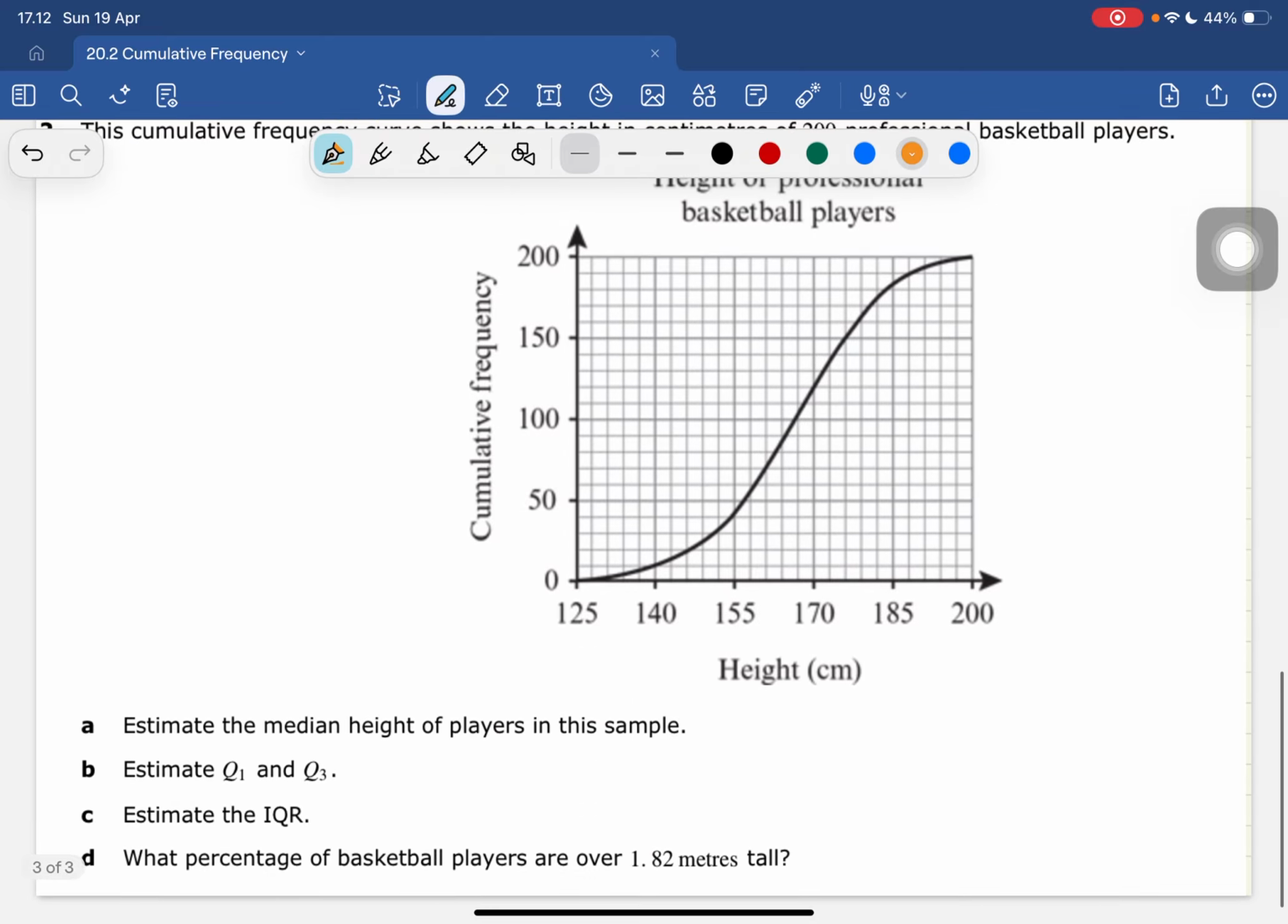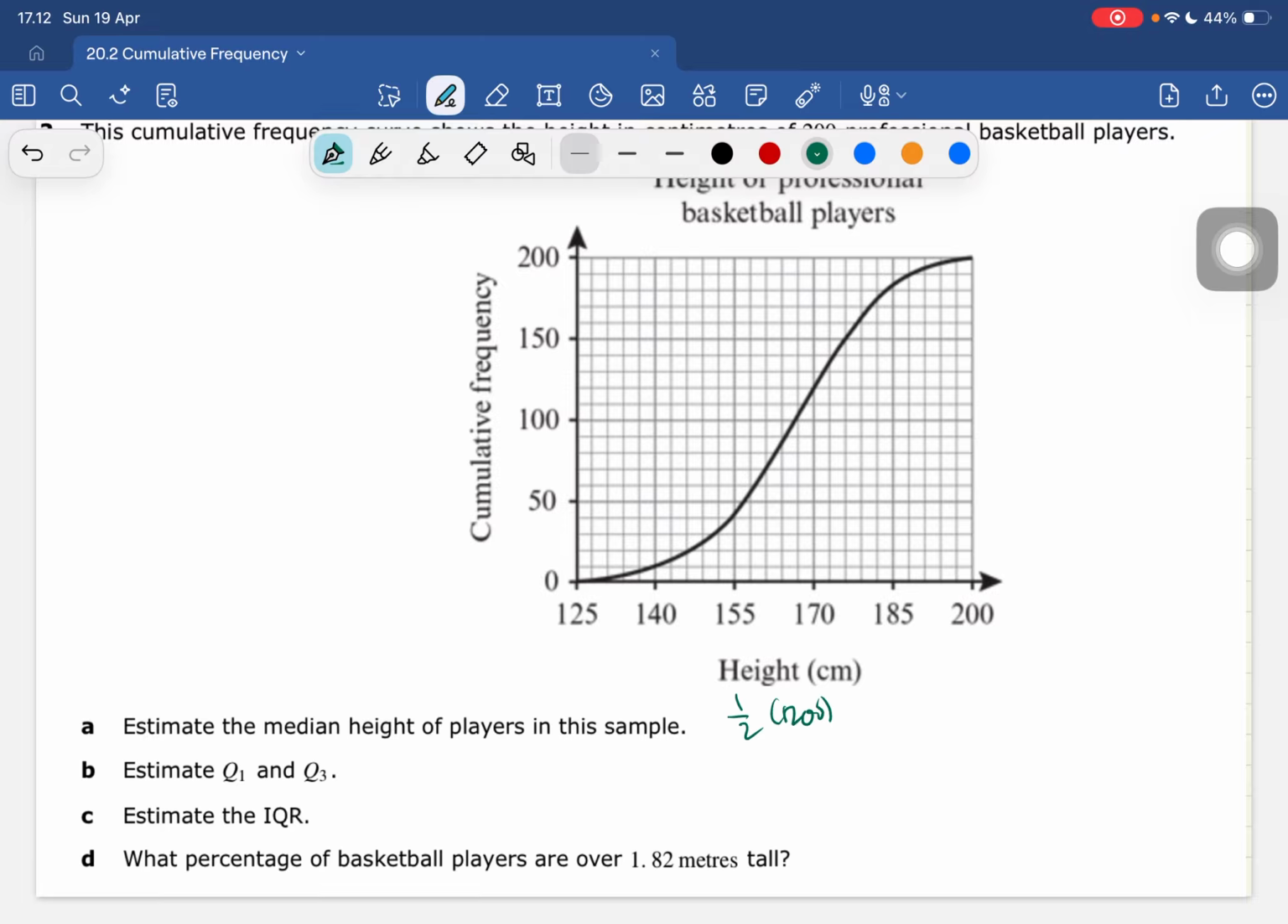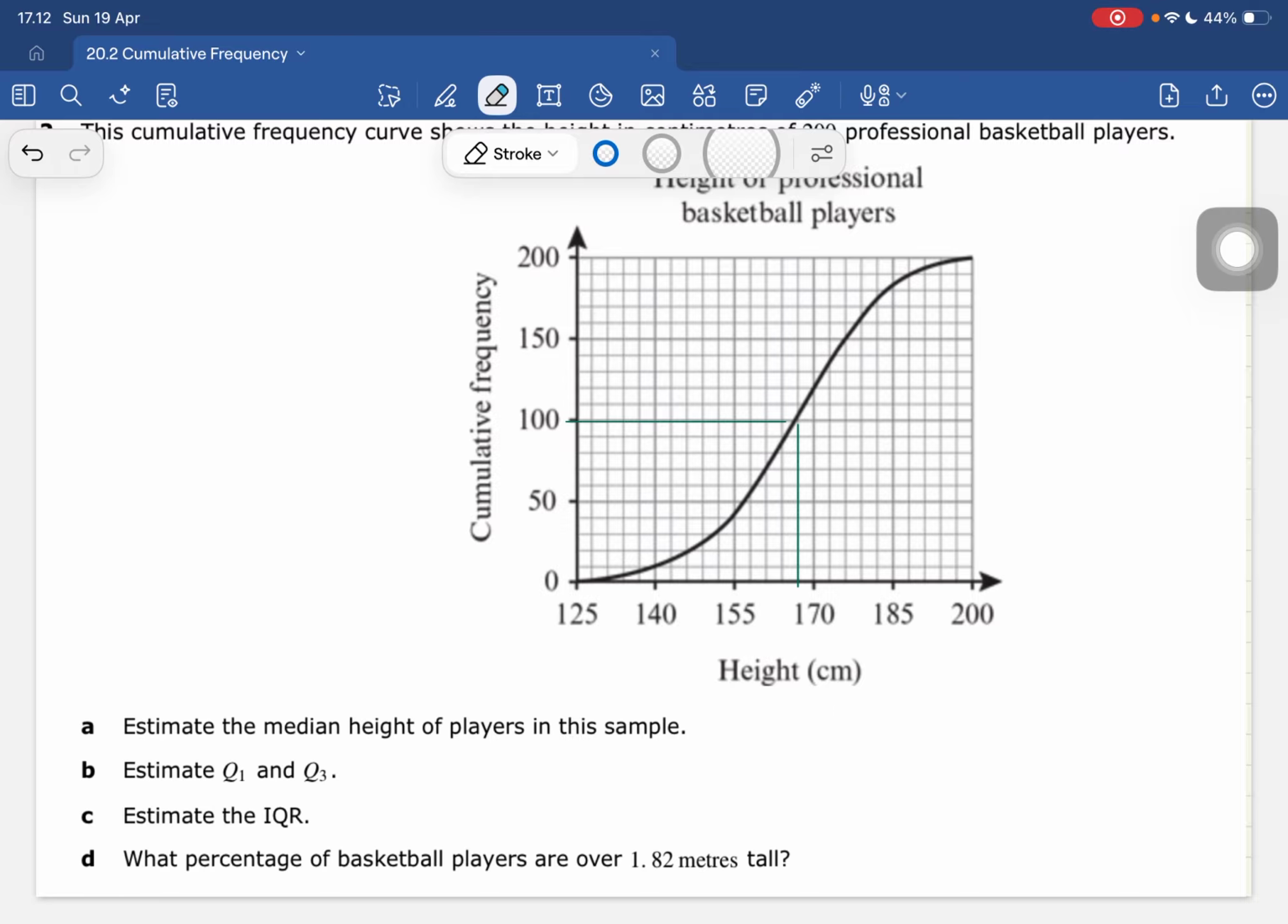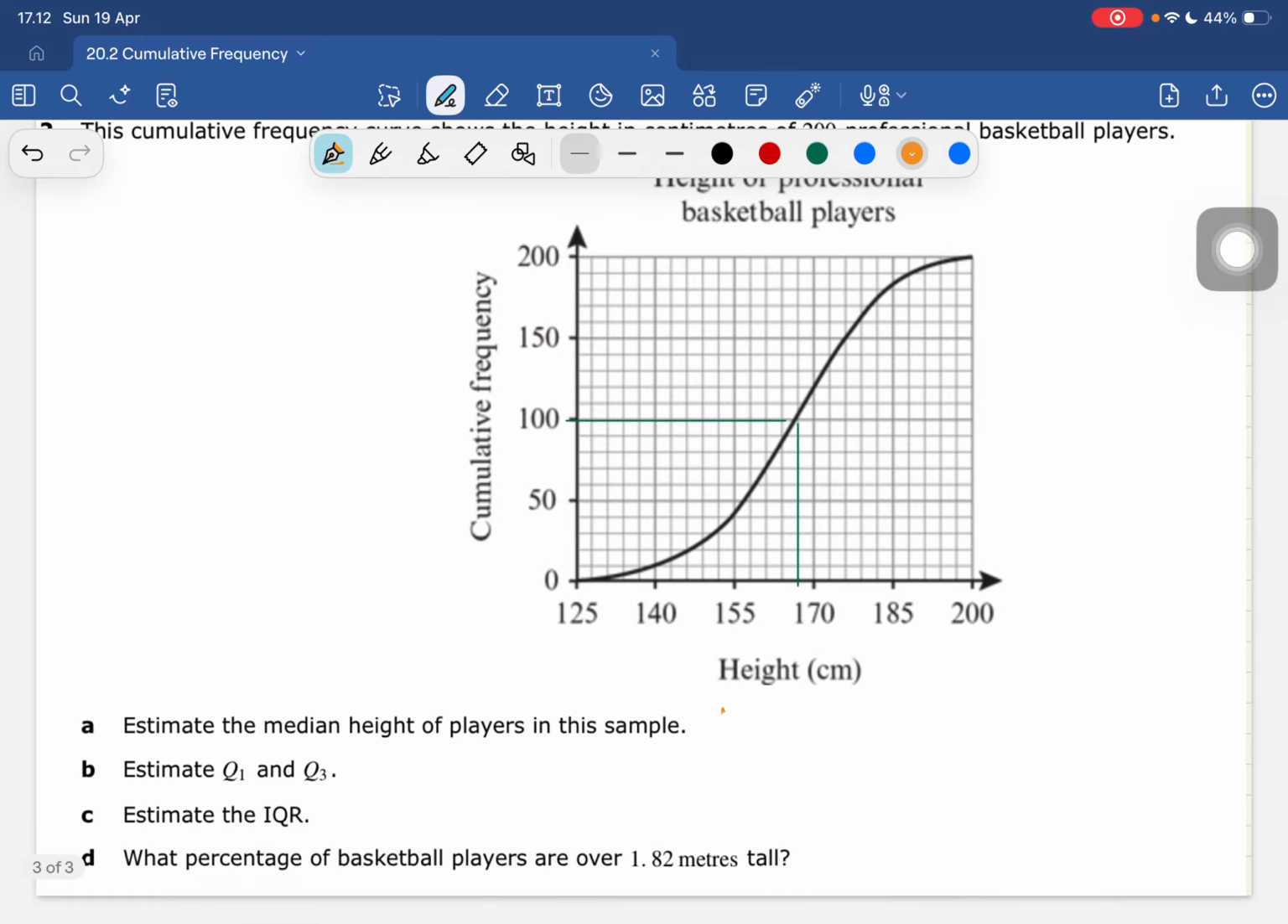Okay, next, estimate the median height of the players in this sample. We've got 200. The median is 1 over 2 of the total 200, which is 100. So going straight to the curve and then going down, we can estimate it. I will just erase this. Here it is 166 centimeters.